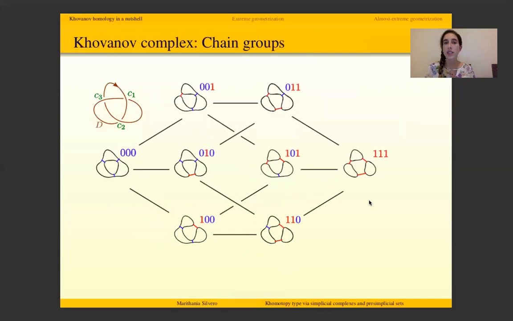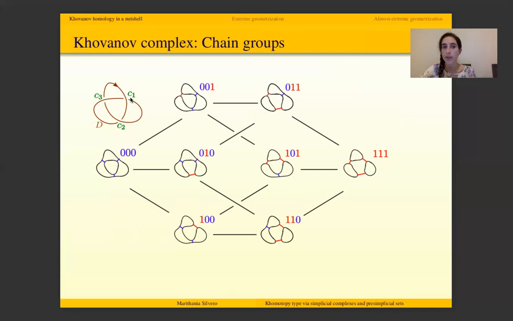In this case, we have three crossings. So it's a three-dimensional cube. In general, you have at the end 2 to the Z power number of states, where Z is the number of crossings of the diagram. So in this case, we have all possible states associated to the trefoil. We have three crossings, so we have those eight states.